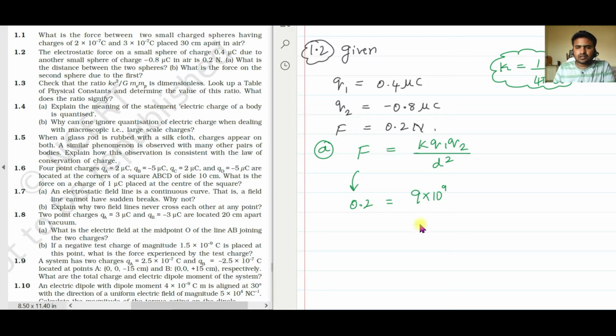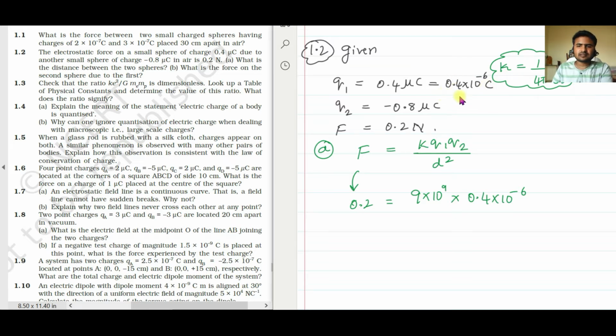All right, so it is 9 into 10 to the power of 9, and Q1 is known to us, which is 0.4 microcoulomb. Micro means how much? It is 10 power minus 6. When you're substituting any value in the formula, substitute everything in its standard unit. So the unit of charge is coulomb, so it is 0.4 into 10 to the power of minus 6 coulomb.